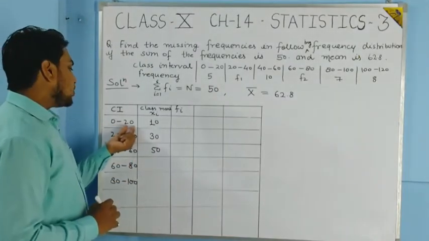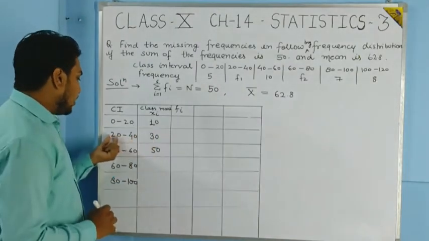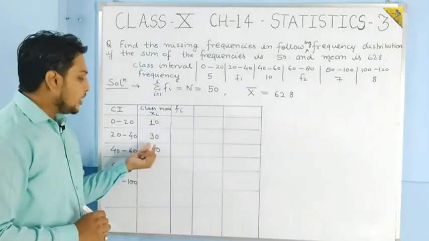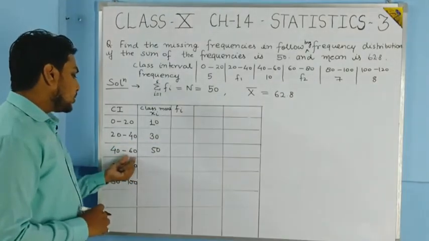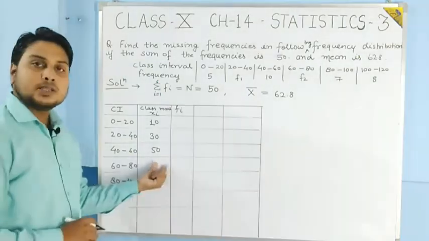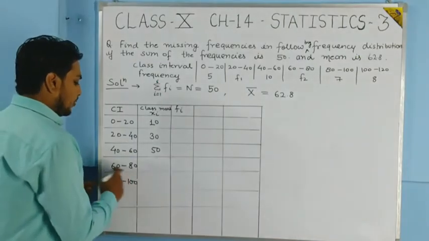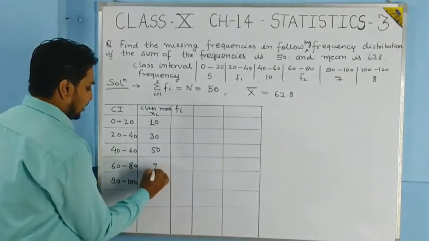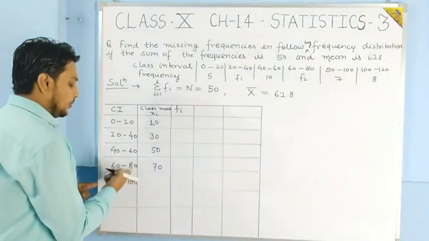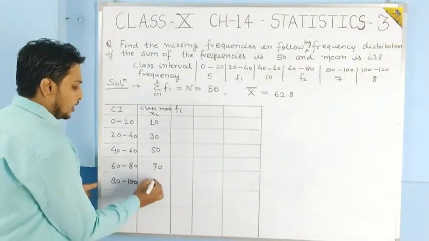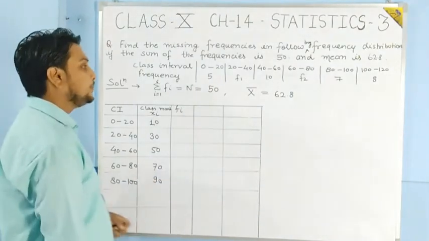Okay, so 0 plus 20 by 2, that is 10. 20 plus 40, 60. 60 by 2 is 30. I have told you this already. Okay, 40 plus 60, 100. 100 by 2 is 50. Okay, in the same manner we will find it. That will be 70, or you can directly find that between 60 and 80 the mid value is what? 70. And like this we have found 90.